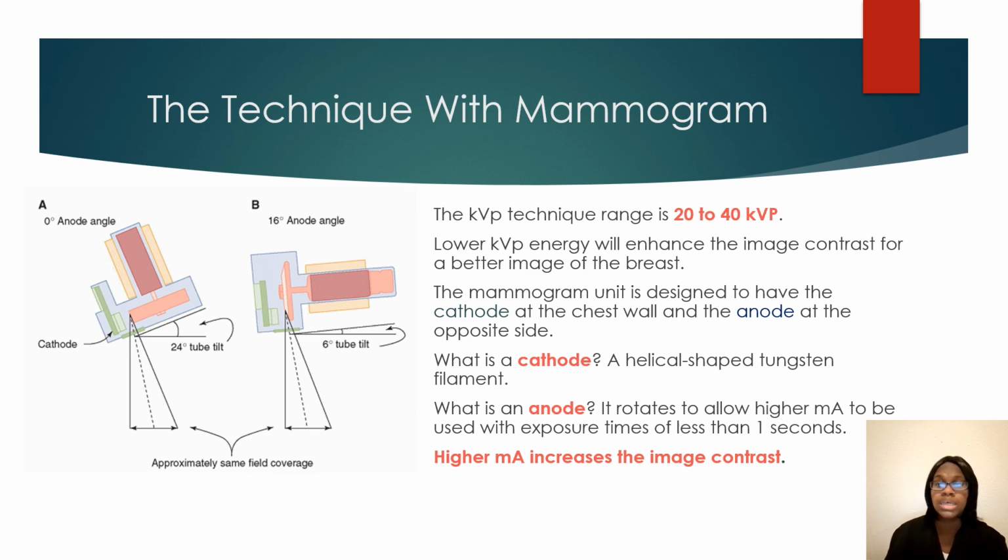The mammogram unit is designed to have a cathode at the chest wall and the anode at the opposite side. If you don't remember, a cathode is a helical shaped tungsten filament, however you pronounce it, or however you were taught to pronounce it. What is an anode? This rotates to allow higher mA to be used with exposure times of less than 1 second. Higher mA increases the image contrast.